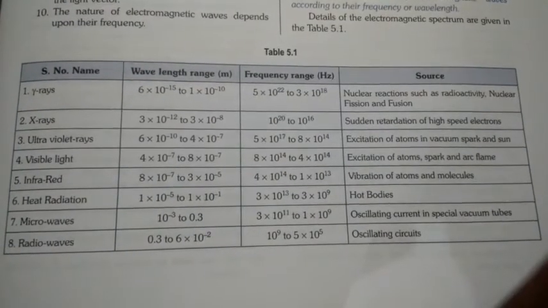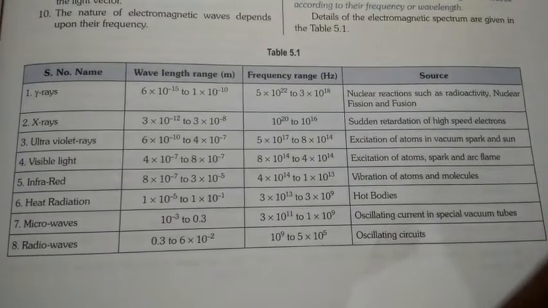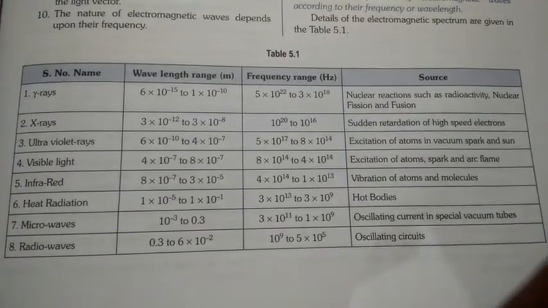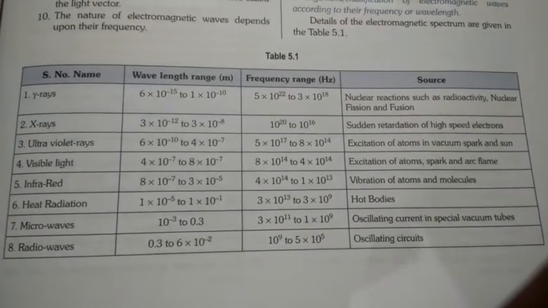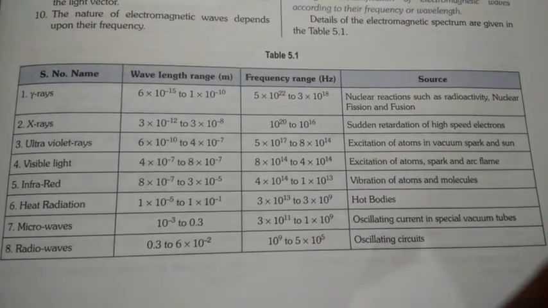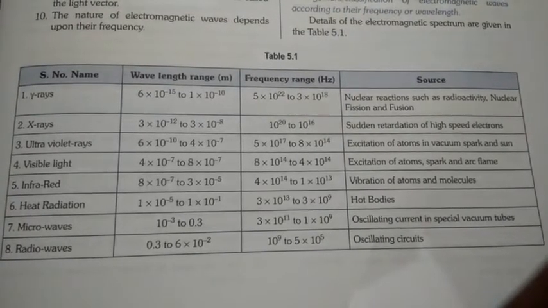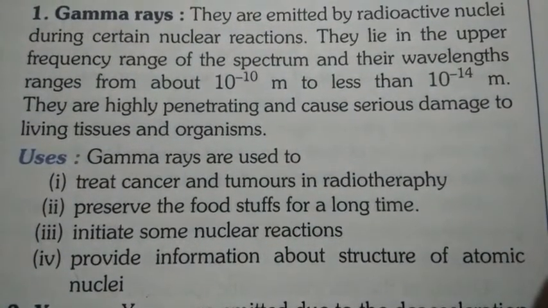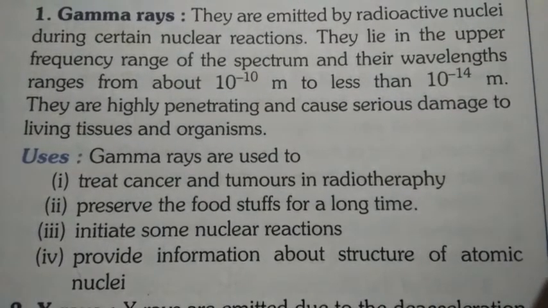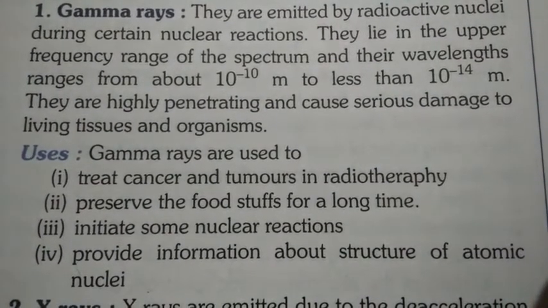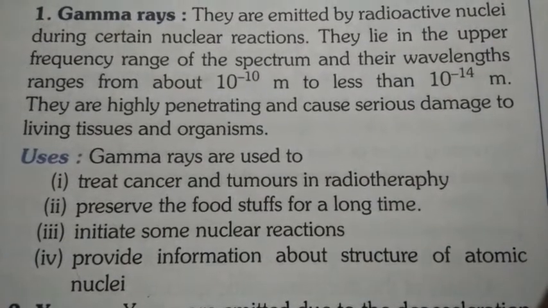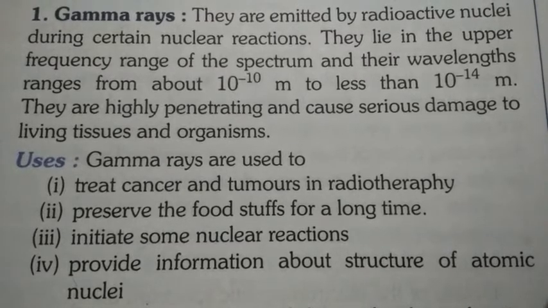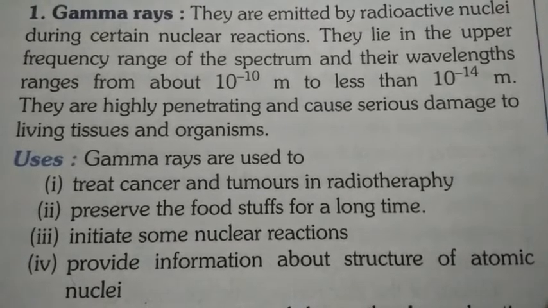Here we have one table in which this arrangement is given. According to wavelength and frequency, we have classified different waves and their sources are also given here. Here you can pause the video and read what wavelength range they have and what the sources of different waves are. Now let's discuss different waves in brief. The first one is gamma rays. In the electromagnetic spectrum we have gamma rays first, and they are emitted by radioactive nuclei during certain nuclear reactions. So their source is nuclear reaction.